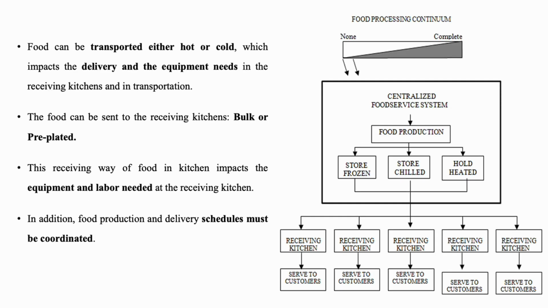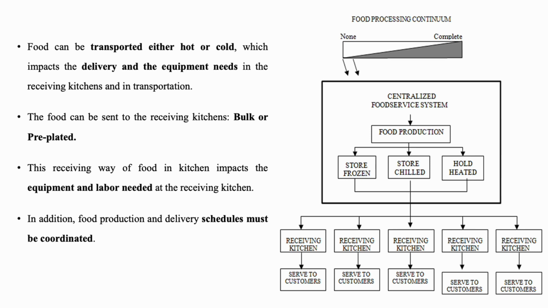Food can be transported either hot or cold, which impacts the delivery and the equipment needed in the receiving kitchen and in the transportation system as well. The food can be sent to the receiving kitchen either in bulk or pre-plated. This way of receiving food in the kitchen impacts the equipment and labor needed at the receiving kitchen. In addition, food production and delivery schedules must be coordinated.